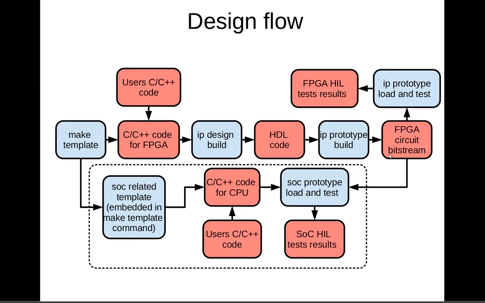So now we have FPGA bitstream, and in order to create an SoC, there is one missing part, the C code for CPU. So once we have FPGA circuit and C code for CPU, we can connect these two parts together and upload everything on the evaluation board. So this is the design flow that we will follow. Okay, and the next step is modifying user's C or C++ code that will go to CPU.